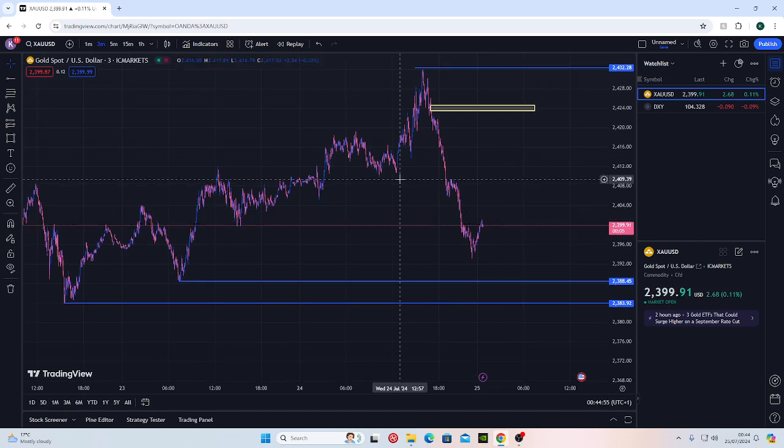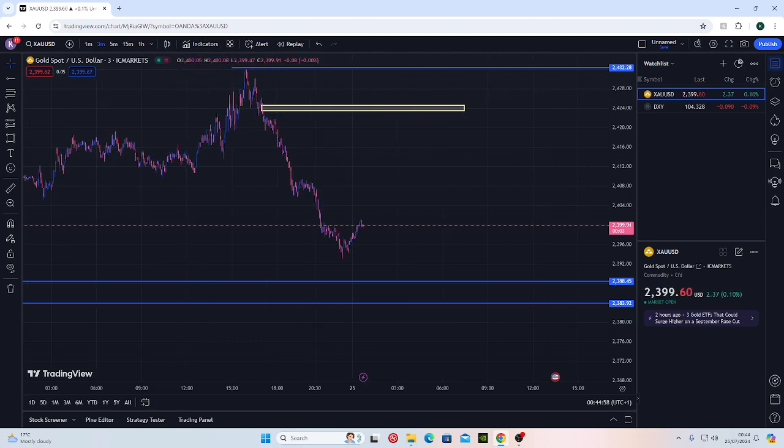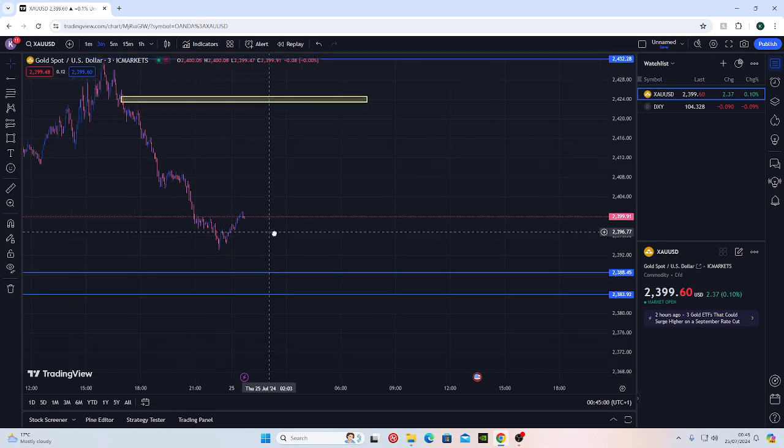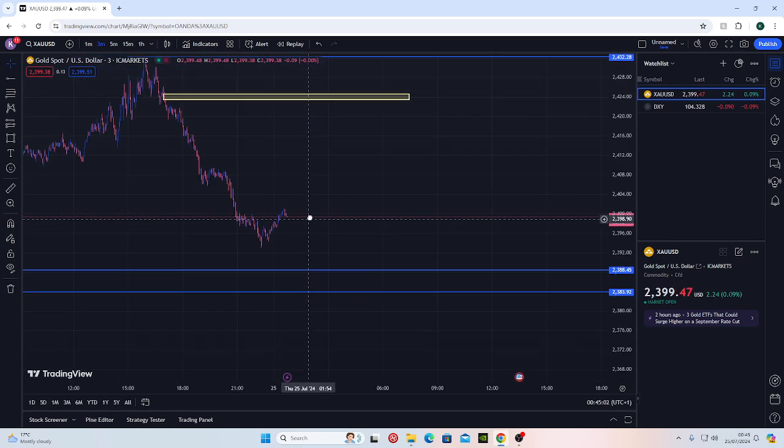And yeah, indicators and that, they don't work. Genuinely, just trust the draws of liquidity.